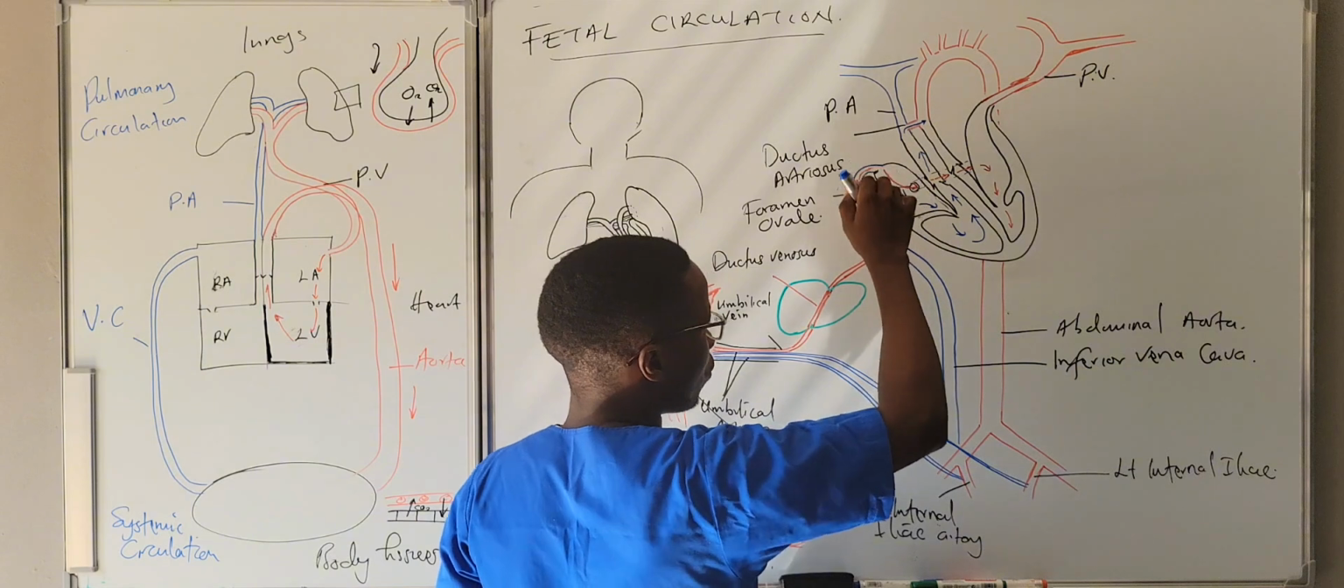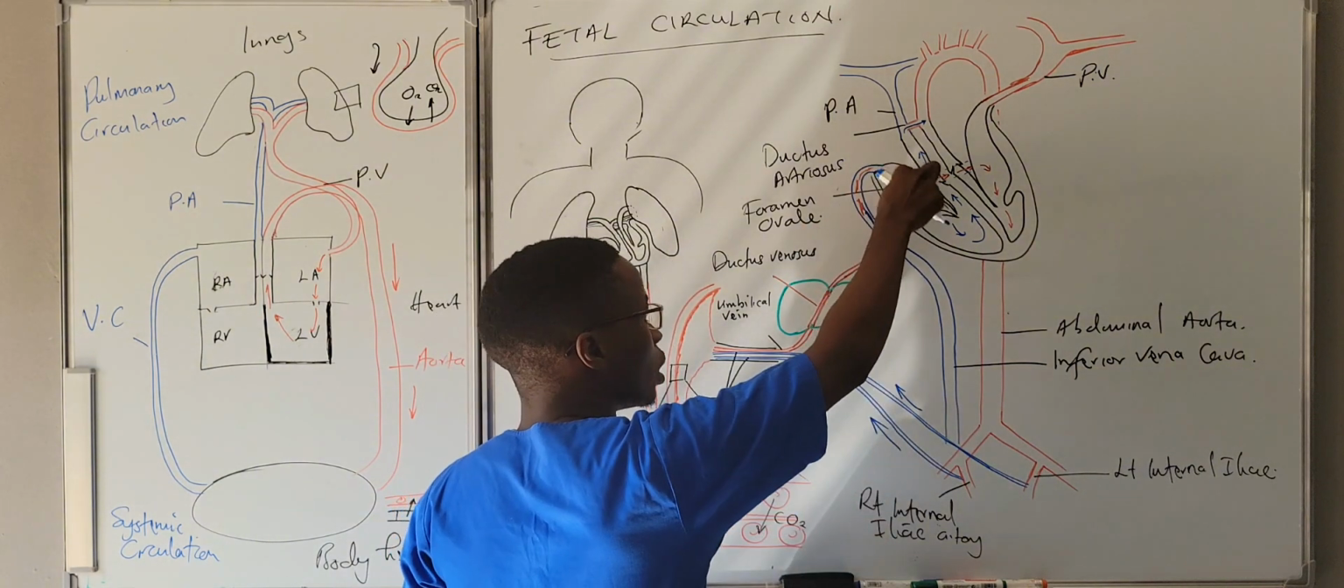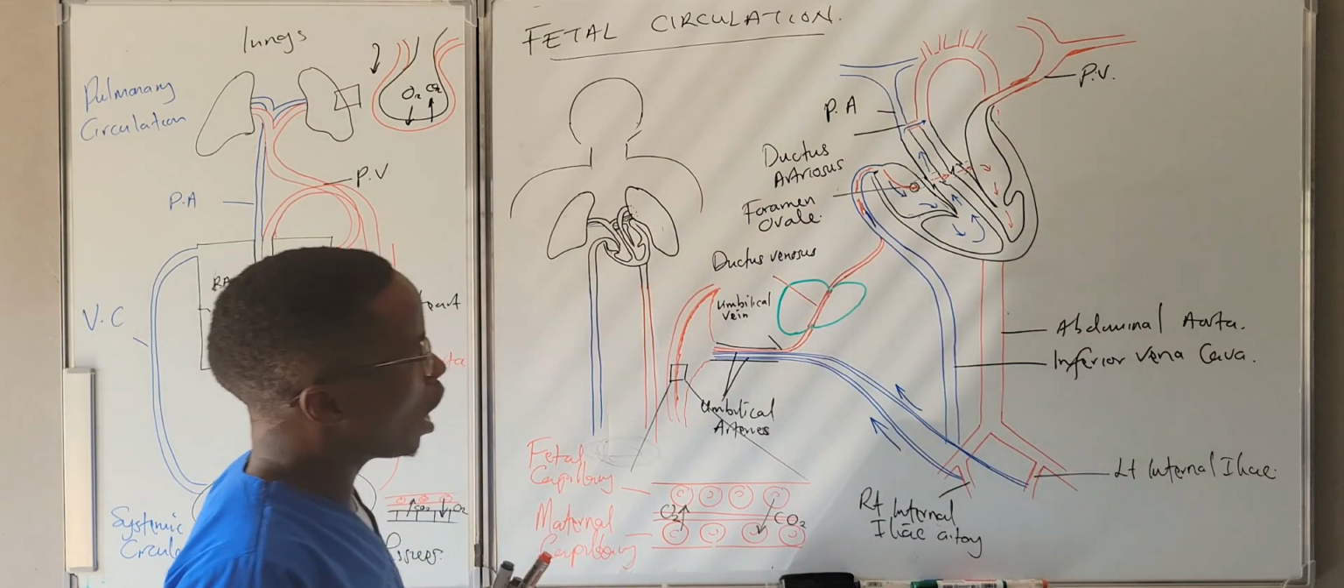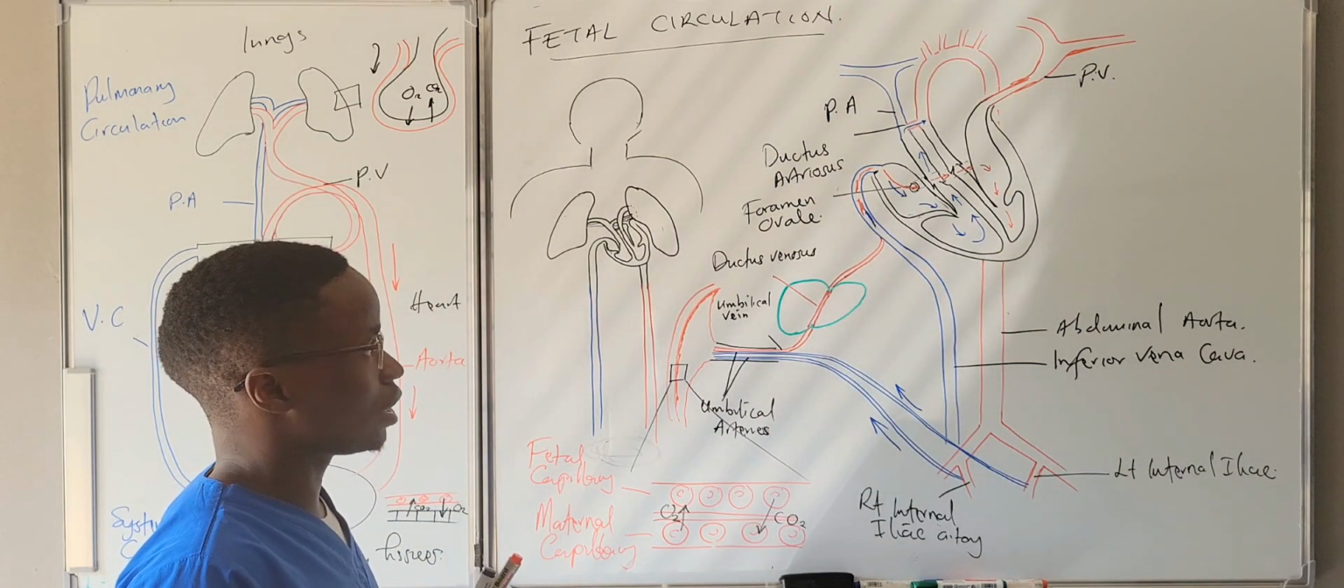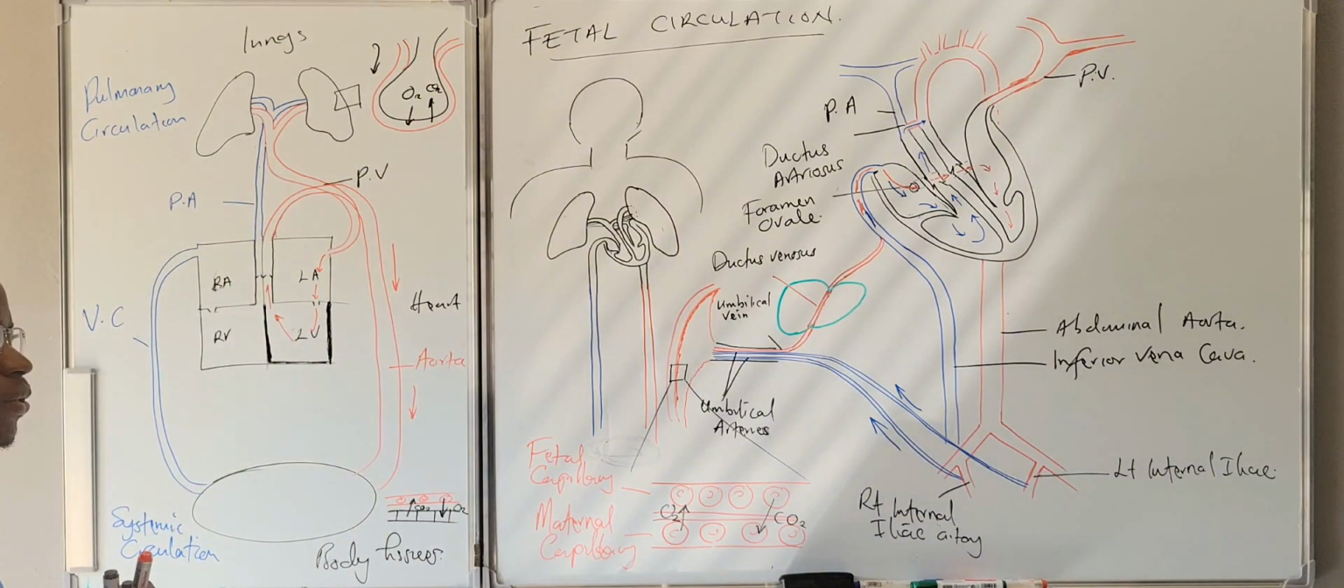From the inferior vena cava, now we're going to have a mixture of oxygenated blood and deoxygenated blood entering into the right atrium. Okay, so basically this is fetal circulation.